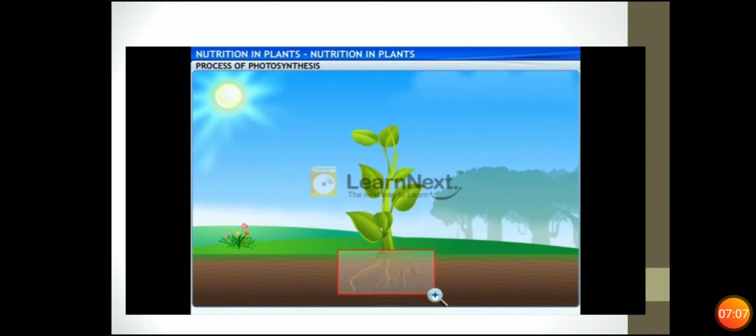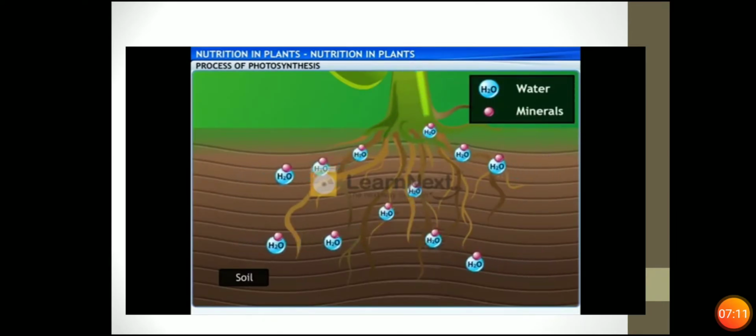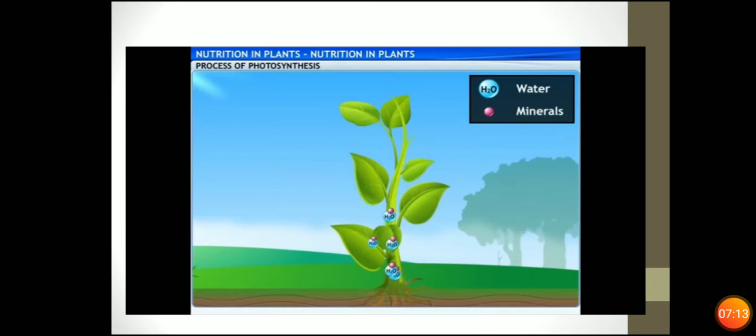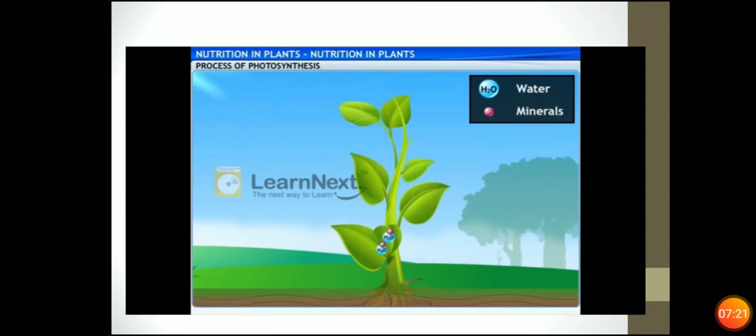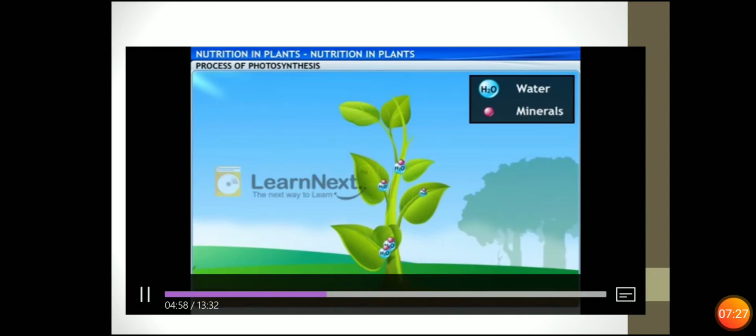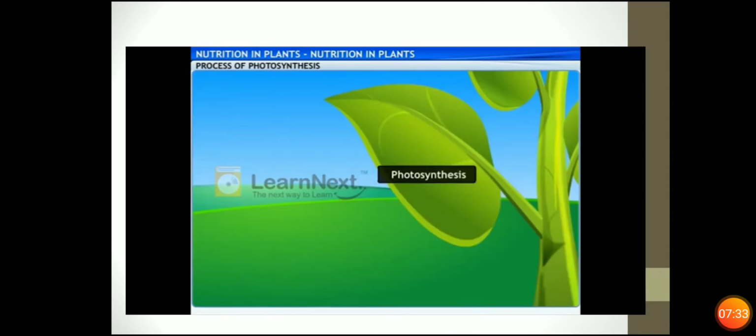The roots help by absorbing water and minerals from the soil. The stem or trunk helps by conducting water and minerals to the leaves. Now, the root absorbs the water from the soil and the stem helps in conduction of this water and minerals to the leaves. However, the actual process of photosynthesis takes place in the leaves.